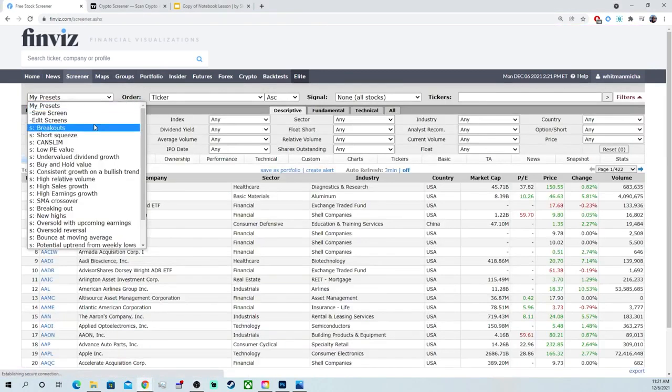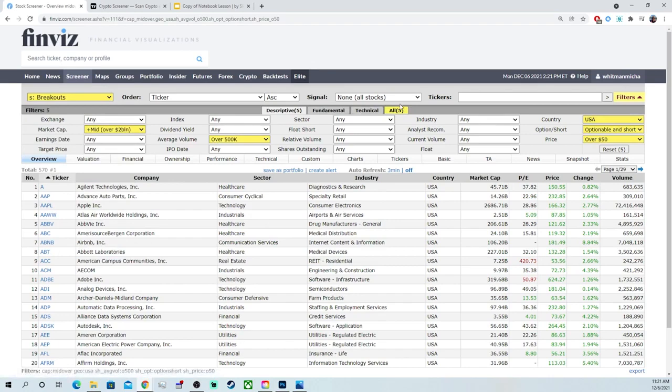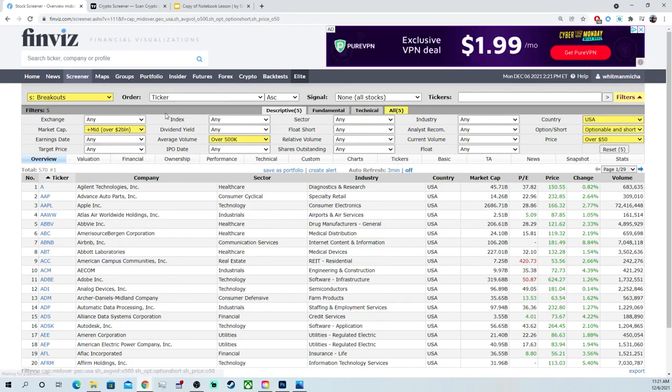Now, once we're here, we're going to go to screener. From here, I'm going to put my preset on for breakouts. If you guys want to copy this, you can. This just makes sure that there's actually volatility, that there's always going to be a buyer and a seller for what I'm looking to buy and sell. Now, market cap is going to be over 2 billion, average volume over 500,000, country USA, optionable and shortable, price over $50. Then after that, you're going to click on this technical tab right here.